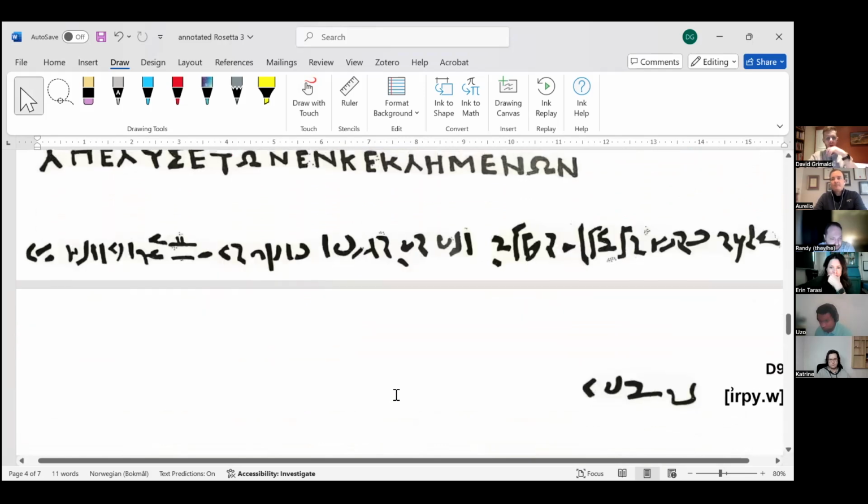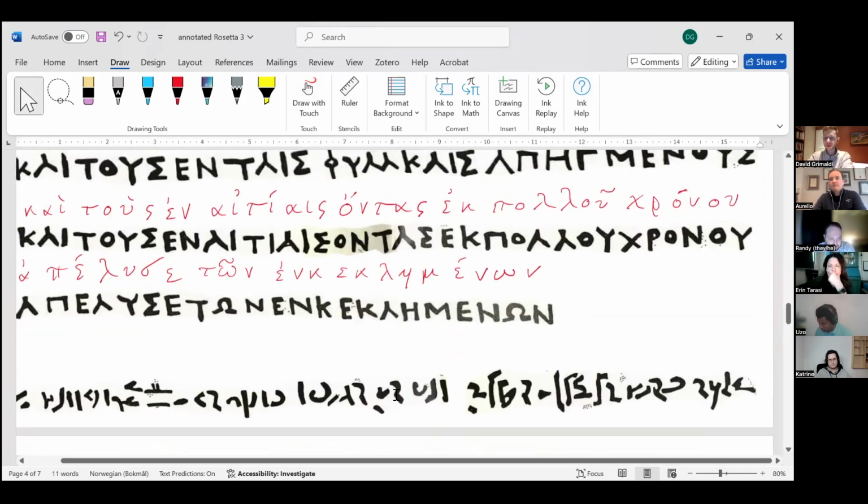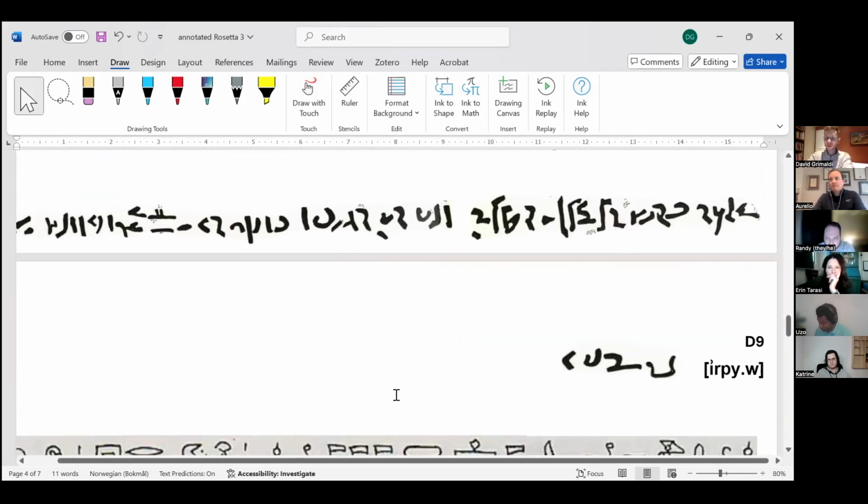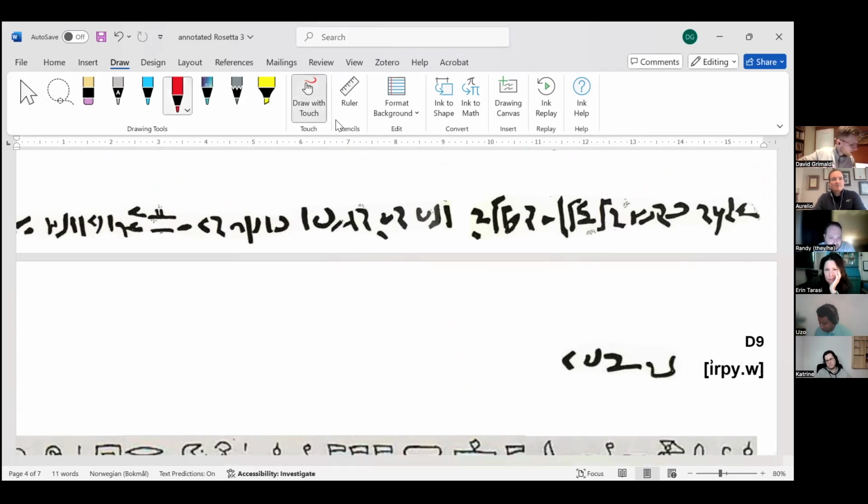Okay, so let's move on. I don't think there's much else to say. So now we have a new sort of beneficial line. Let's see who wants to read this one. I can give it a try. Yeah.